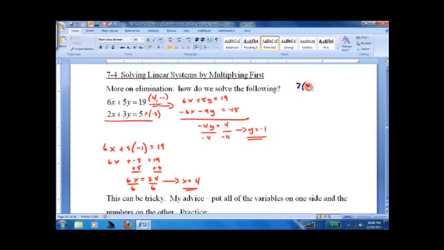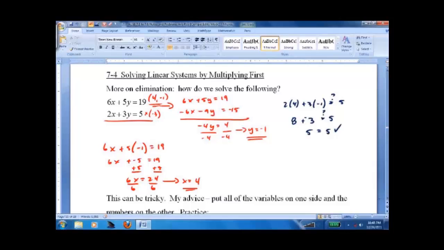2 times 4 plus 3 times -1 should equal 5. Remember, we always use the original equation, not the one that I altered here. That would be possibly introducing a mistake. 8 minus 3, 8 plus -3, and 5 does equal 5.